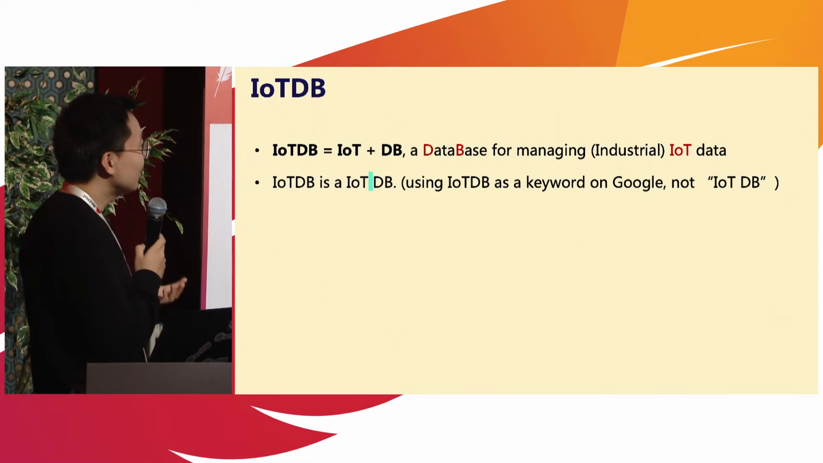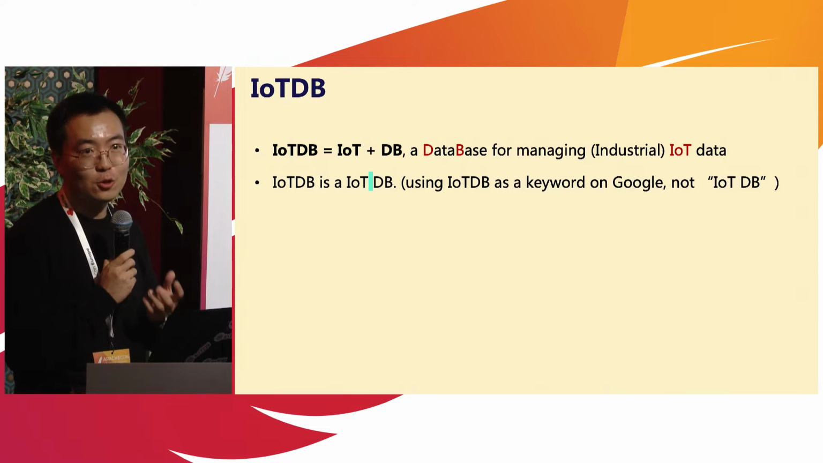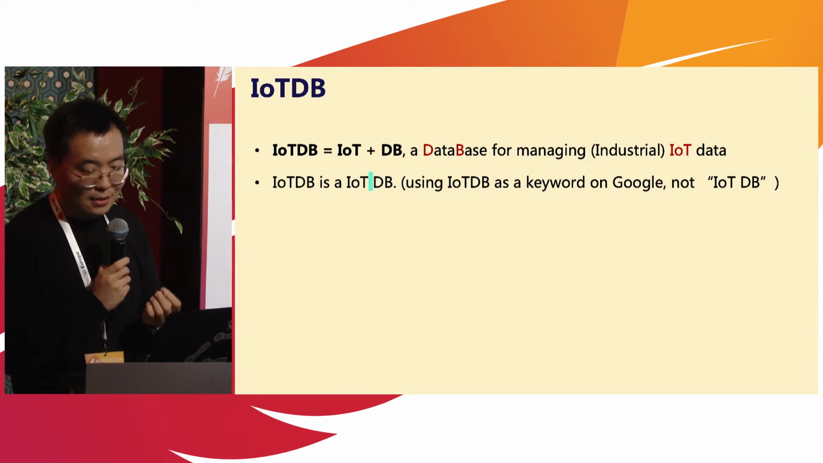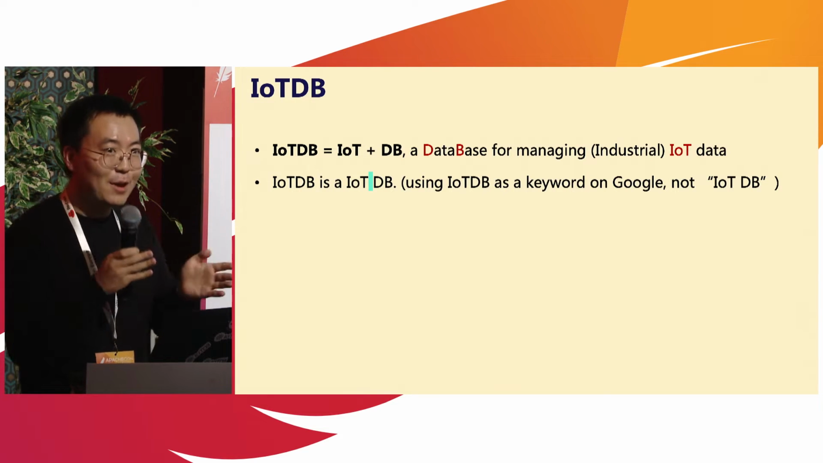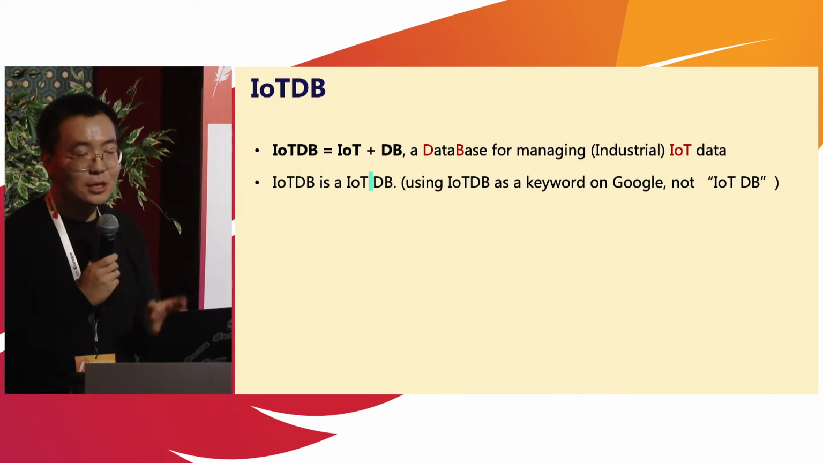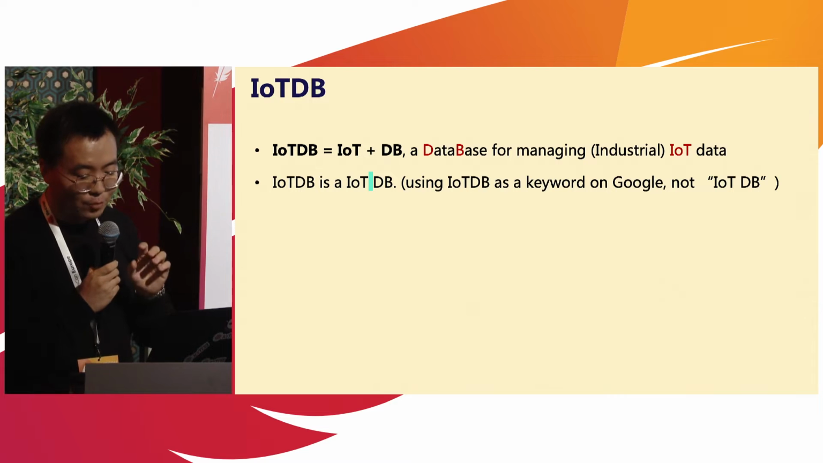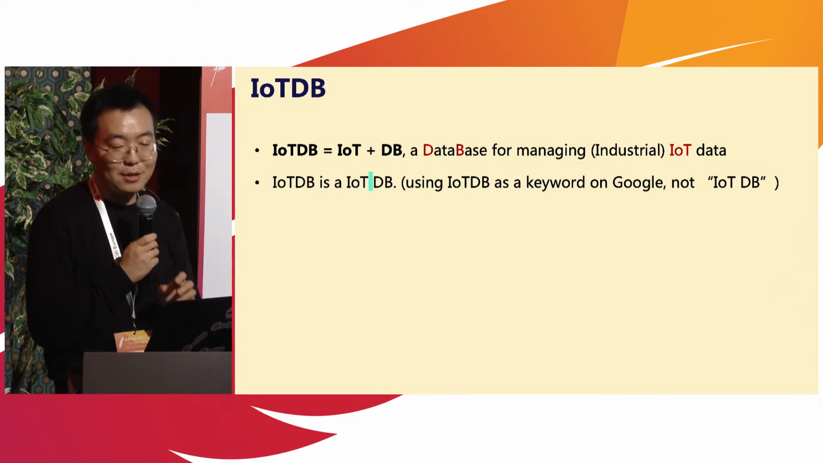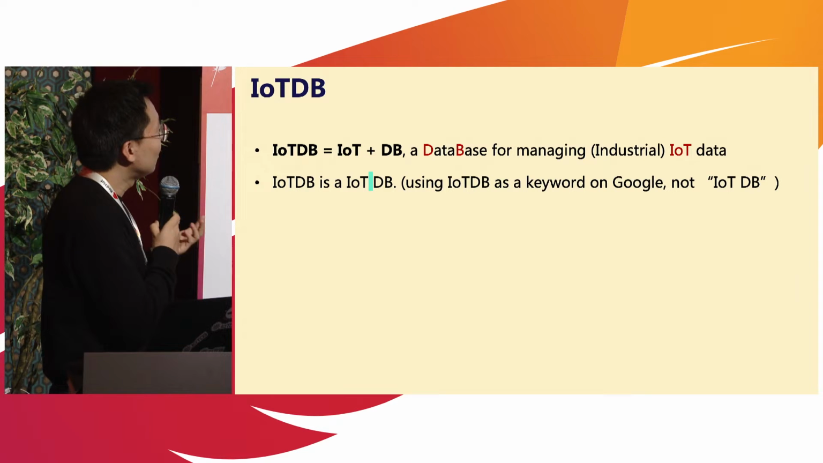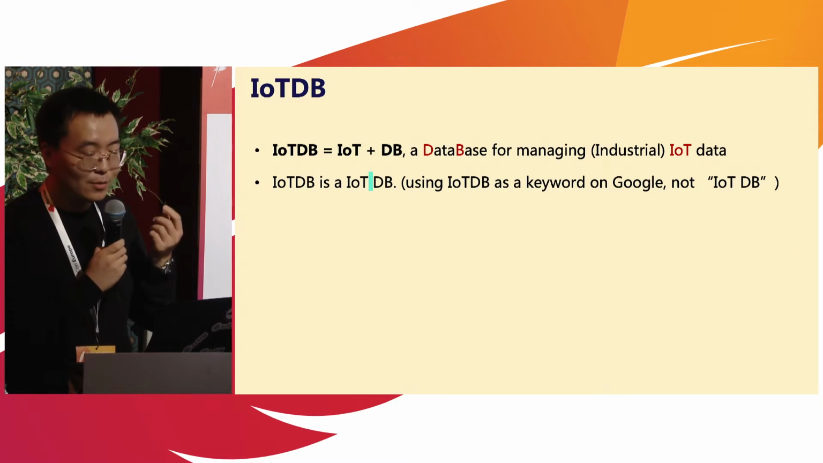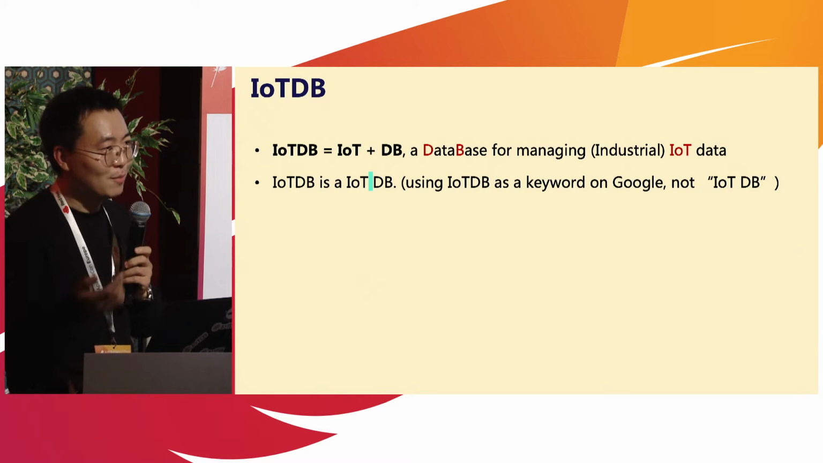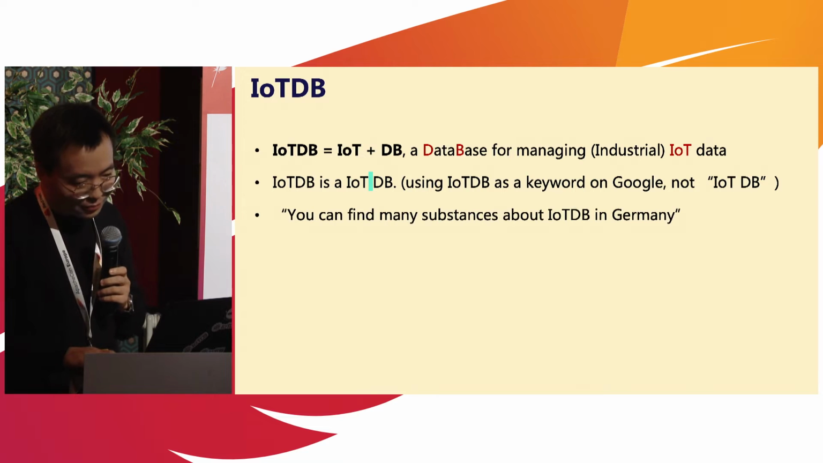And when I introduced IoTDB to others, many people asked me, is there a blank space between the word IoT and the DB? I said no, IoTDB is a software product, while IoT DB means a kind of database. So if you want to search something about IoTDB, you can use them as one word. Do not use blank space.